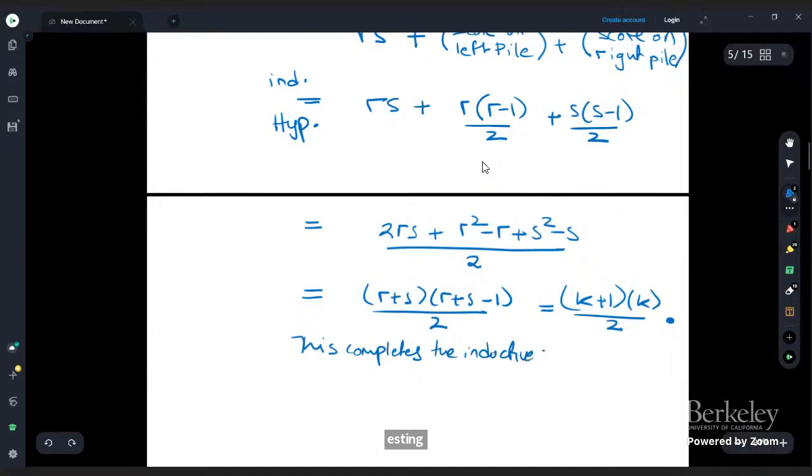Wait, don't you mean r plus s times r plus s plus 1?